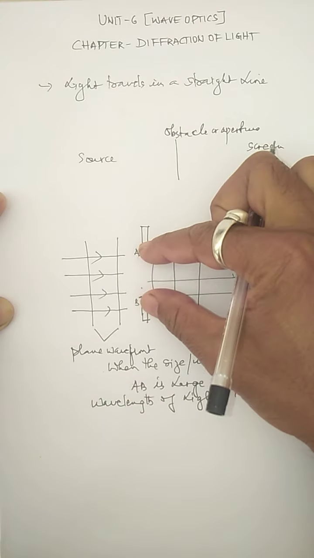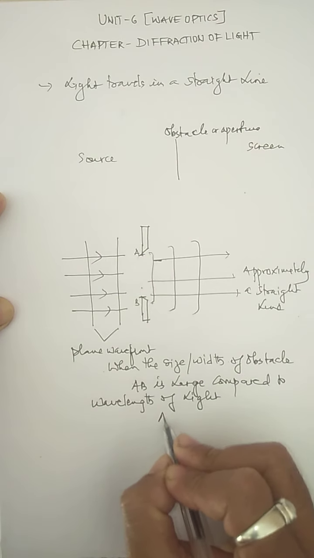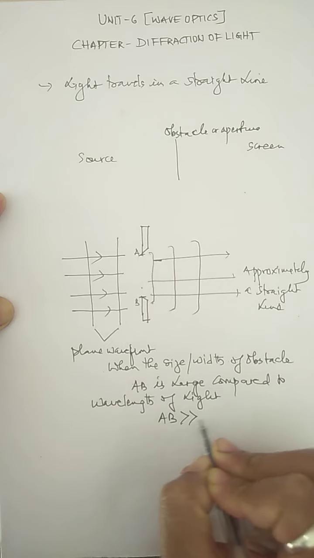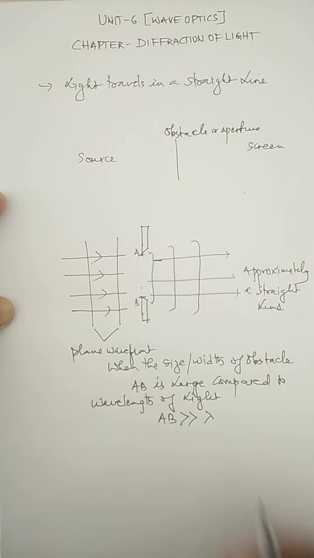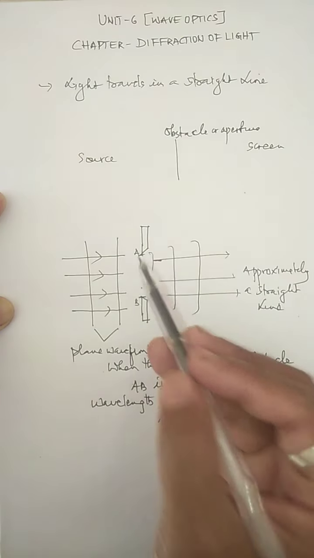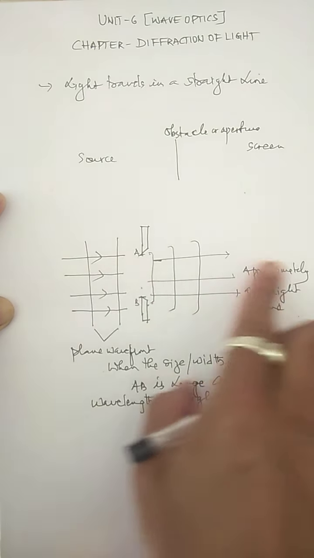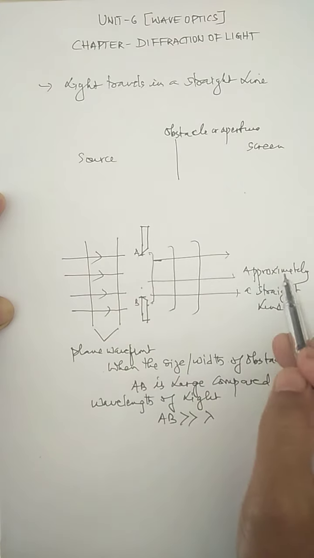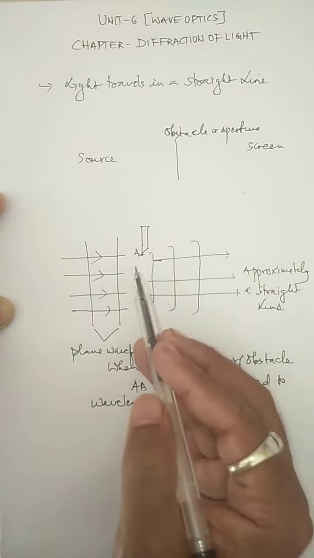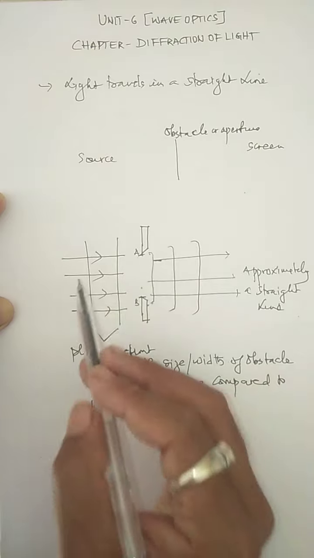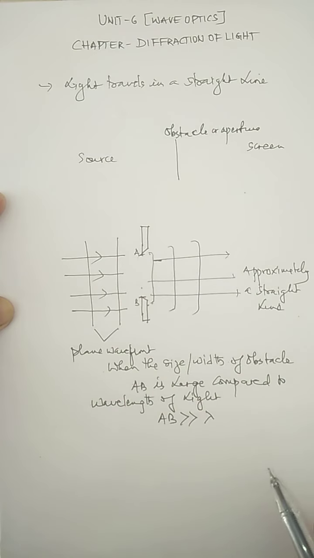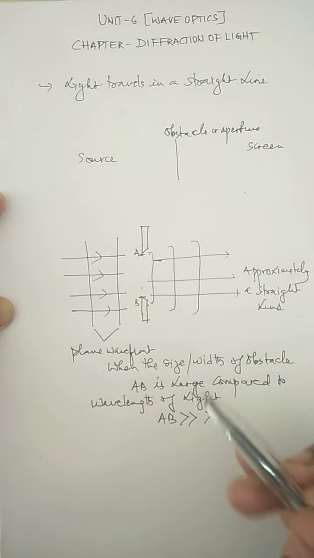If the size is large compared to the wavelength of light, say if AB is large compared to lambda, where lambda is the wavelength of light, then almost negligible bending takes place at the corner of an obstacle. The light emerging from this slit travels approximately in what line? Straight line, so the emerging wavefront becomes almost a plane wavefront. This phenomenon explains that light travels approximately in a straight line. But we are actually concerned here with the diffraction of light.